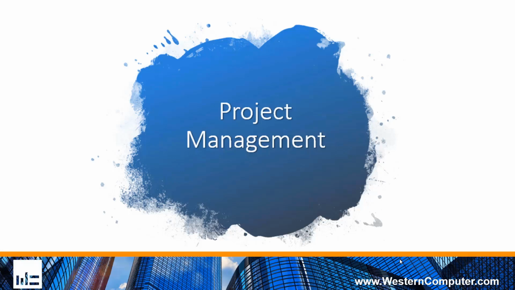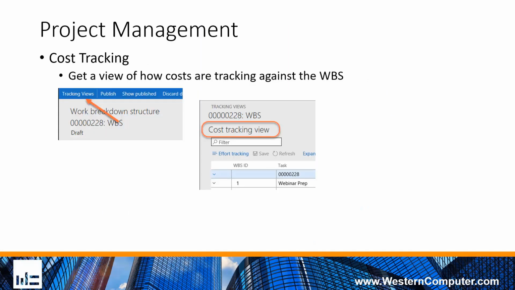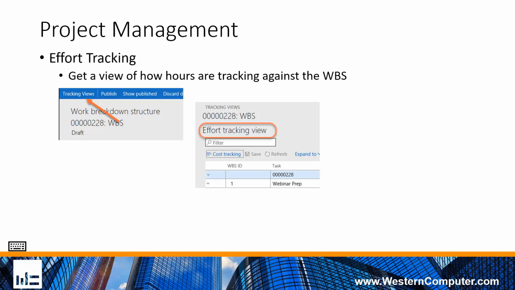From a project management perspective, there's a couple of nice views that you have out here with regards to the tracking costs and effort as it comes through. So within the work breakdown structure, there's a button for tracking views out here. And what it does is it will give you two views. One is the cost tracking view, and the other is the effort tracking view. So those are pretty good ways to see what is going on with your particular project at any point in time.